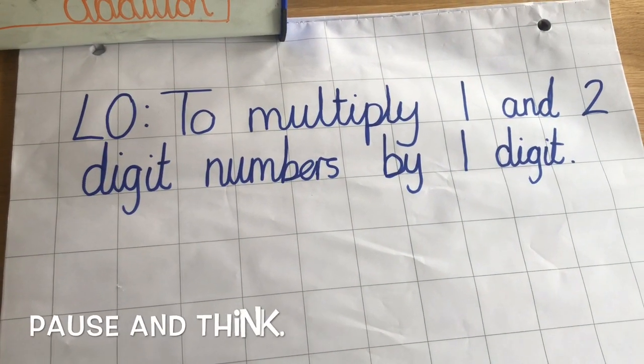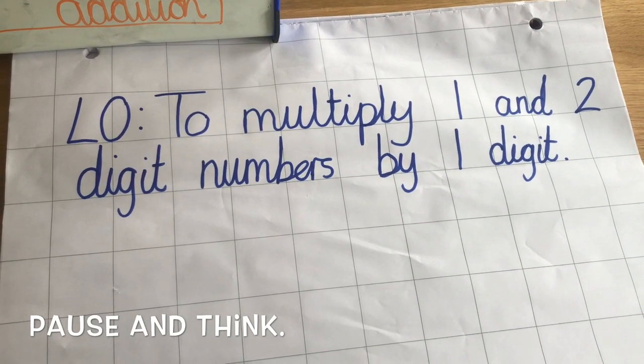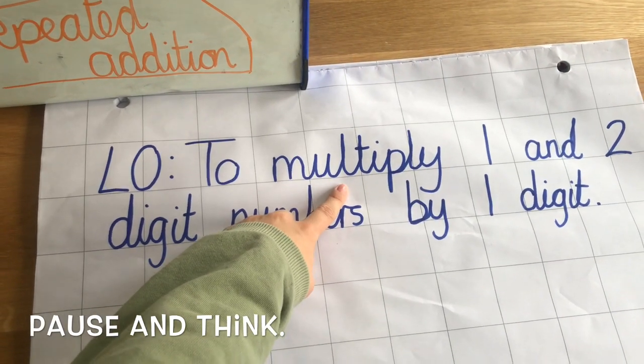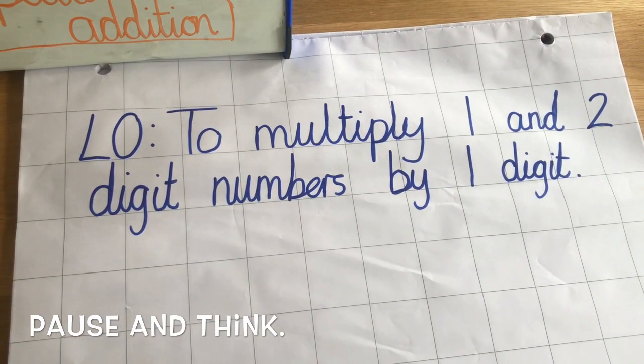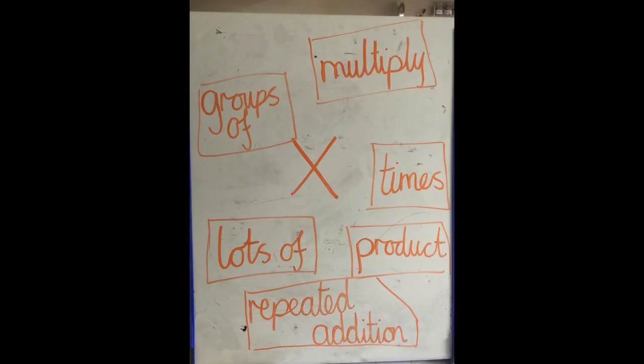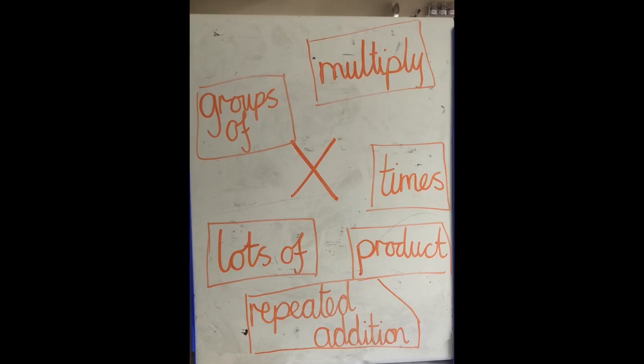Our learning objective for today is to multiply 1 and 2-digit numbers by 1 digit. Now the word we need to focus on here is multiply. What do we mean by the word multiply? Pause the video and have a little think. Here are lots of different words that could mean the same as multiply.